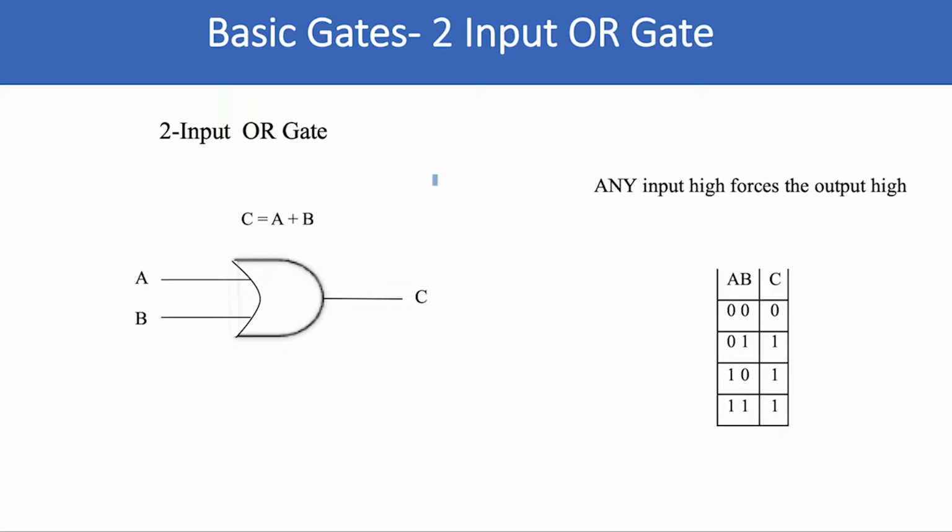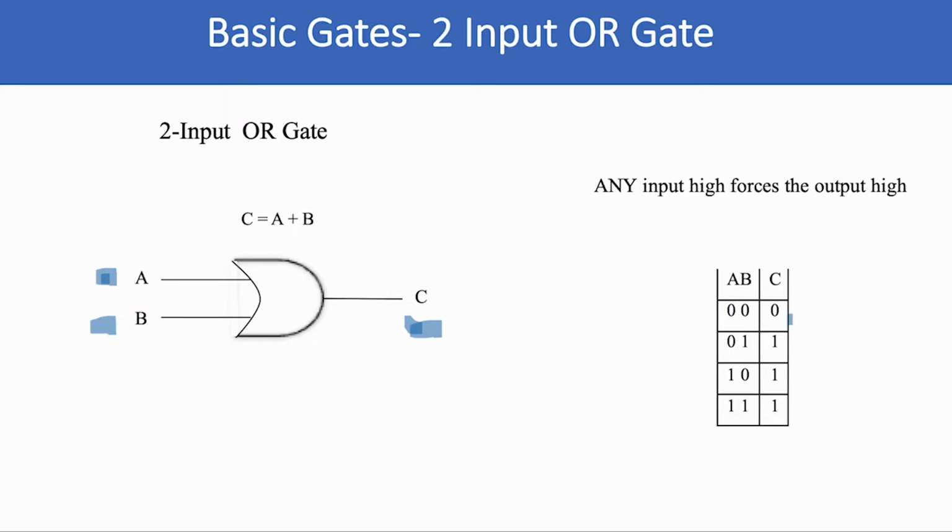The next gate we're going to talk about is the OR gate. This is a two-input OR gate, so it has two inputs, A and B, and one output C. And the output C is equal to A or B. In other words, whenever A is a 1 or B is a 1, the output is going to be a 1. Let's look at the truth table.